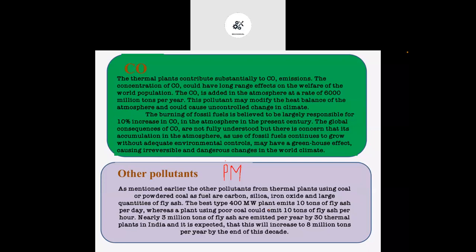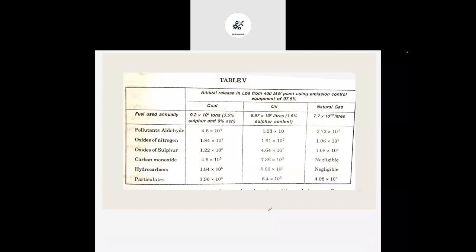Okay, so these are some pollutants. There are many pollutants coming out from thermal power plants, but these are the major pollutants that we saw: sulfur dioxide, then the oxides of nitrogen, then carbon monoxide and carbon dioxide, and other pollutants. There is fly ash. So these are some pollutants coming out from a thermal power plant which is running on coal.